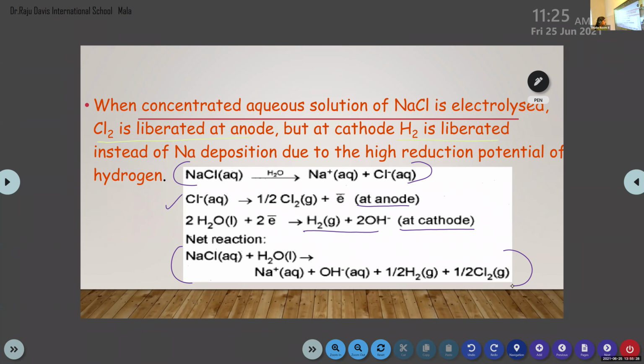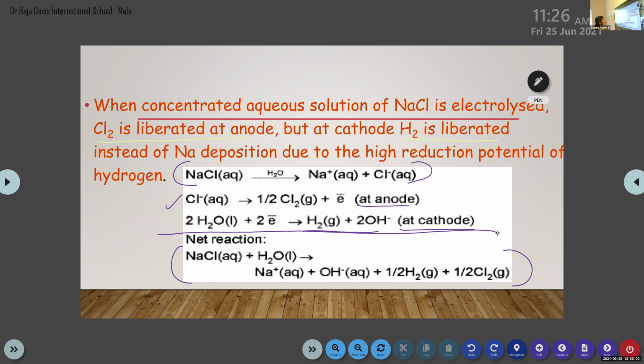NaCl plus H2O gives Na+ plus... You can write the final products from both the anode reaction and cathode reaction, the oxidation reaction and reduction reaction: Na+ plus OH- plus half H2 plus half Cl2. This is the sum of all these three reactions.